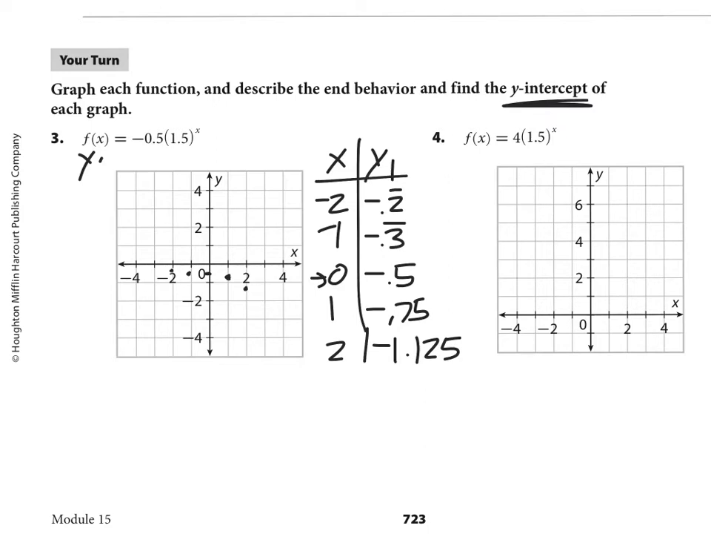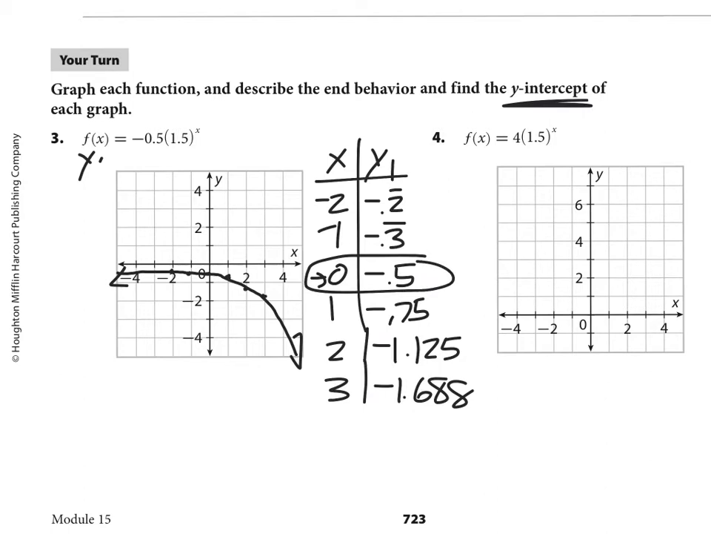Now, if you need more points, you could go ahead and add 3 here and look at the value at 3, which is -1.688. So that would be like right here. So again, it fits what we've been talking about, okay? It's going to compress it, so make it wider. It's going down, the motion we talked about before. There's our y-intercept in our table of values.